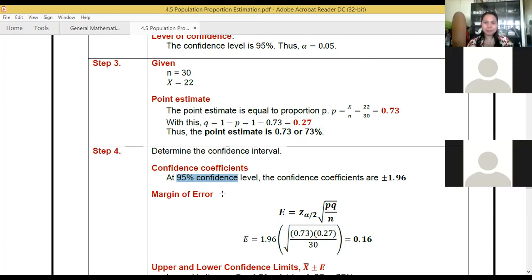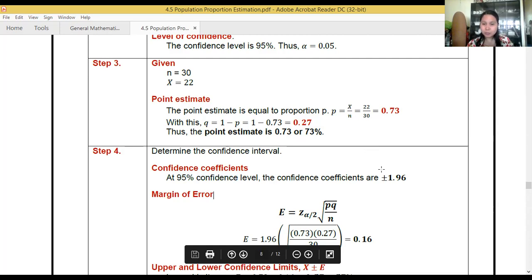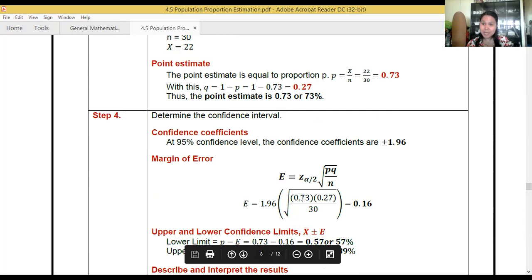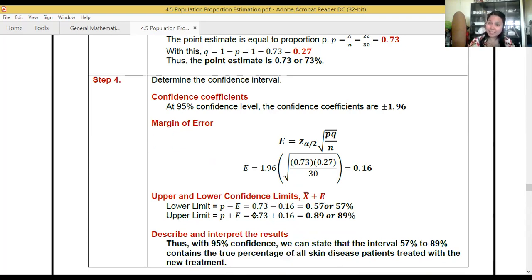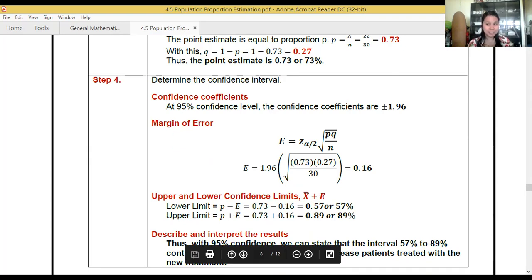Now, let's solve for the margin of error. For the margin of error, that will be 1.96 times the square root of P times Q over 30, where P is 0.73 and Q is 0.27. That's equal to 0.16. So we subtract it from 0.73, we get 57%. And if we add it, we'll have 89%.